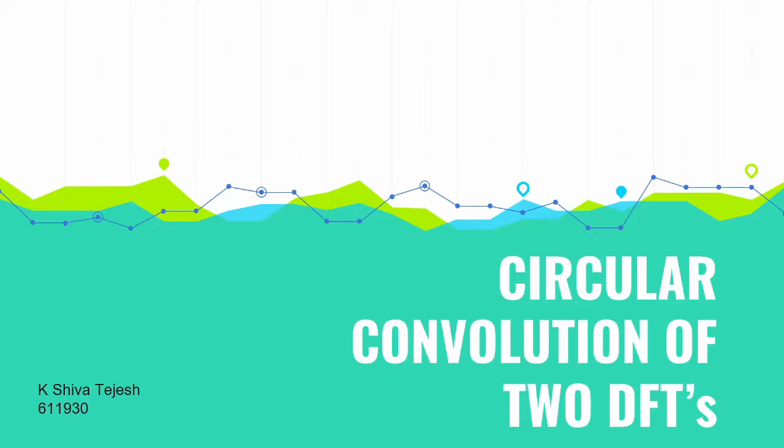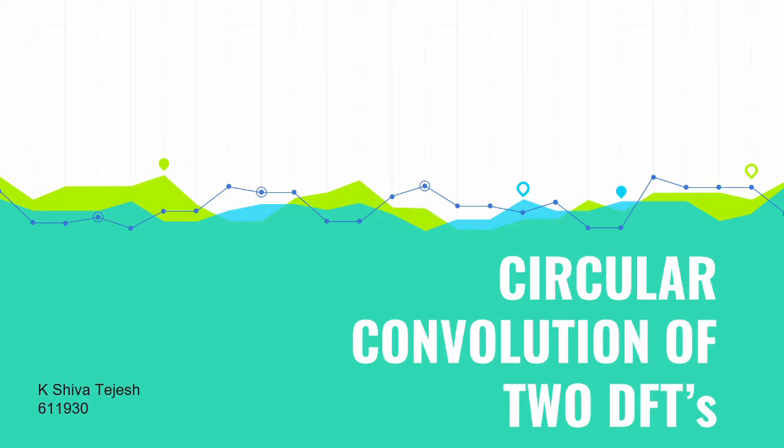In this video, we will be discussing circular convolution of two discrete Fourier transforms. Before we go into the specifics, let us talk about convolution in general. Convolution is a mathematical way to combine two signals to form a third signal, one of which is the input signal and the other the impulse response of the system. It is one of the most important techniques in digital signal processing.